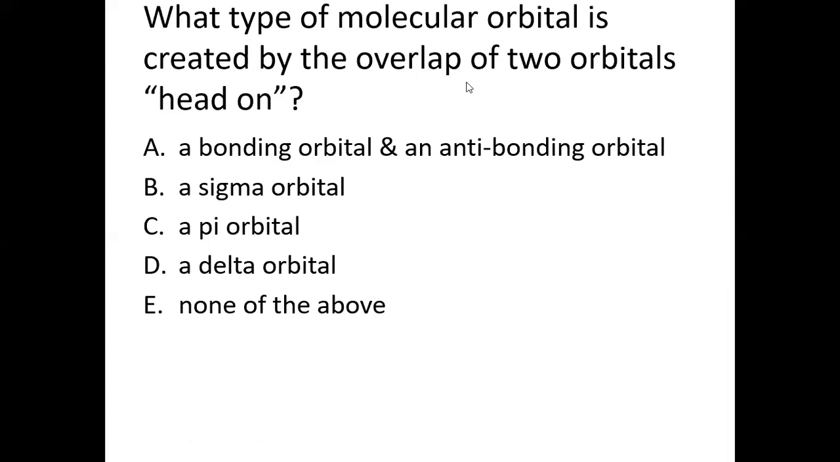All right. So question here. What type of molecular orbital is created by the overlap of 2 orbitals head-on? Bonding orbital? Yeah. That's basically how many things it's connected to, how many lone pairs it has, how many bonds it has, and stuff like that. That's it.